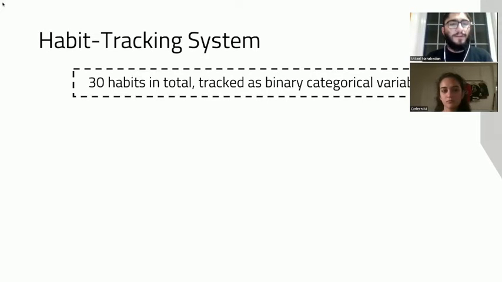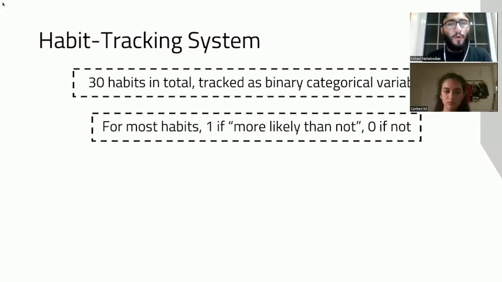Basically, once we had agreed on the 30 habits to track, we had to find a way to quantify these different habits. The easiest way that we found was to treat them as binary categorical variables, which meant that we were either going to assign the value of 1 or 0 to these different habits. To do that, we use the more likely than not criterion for most habits.